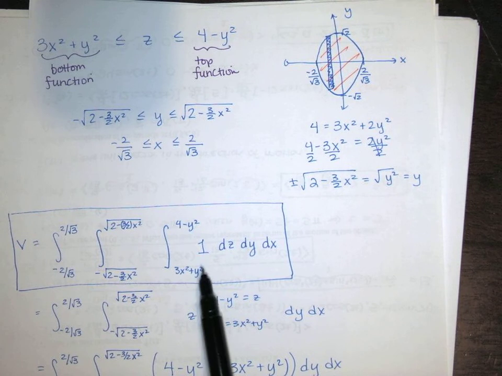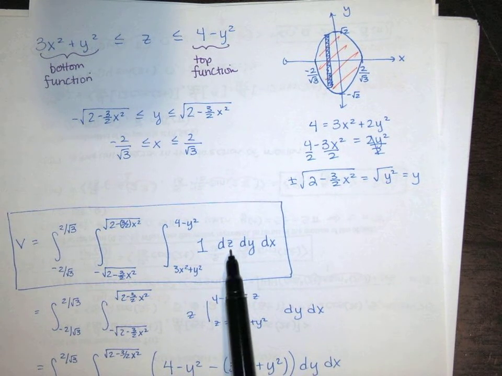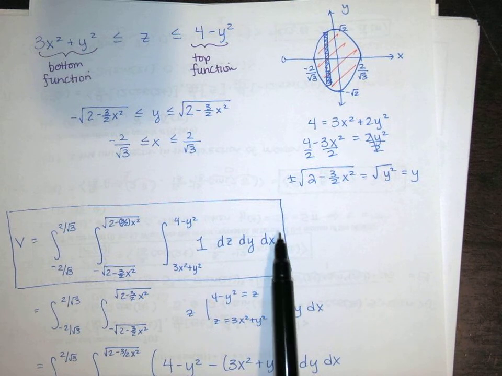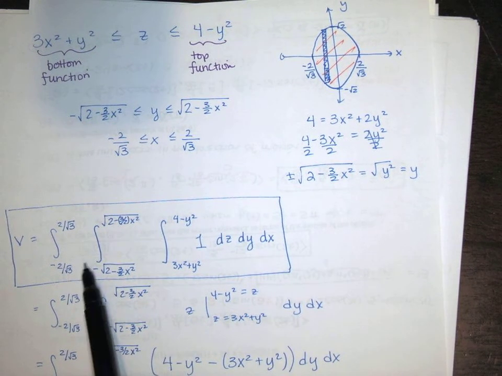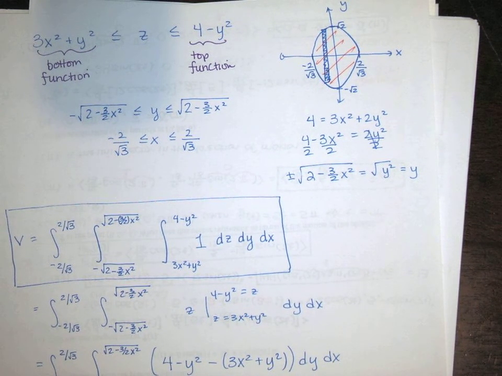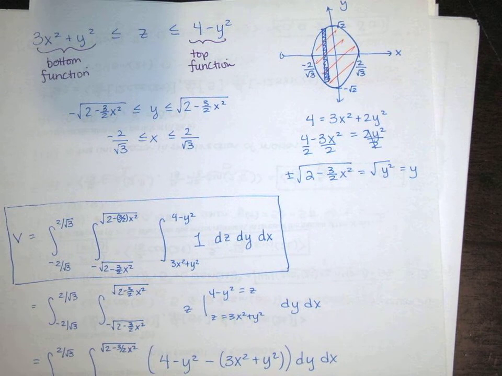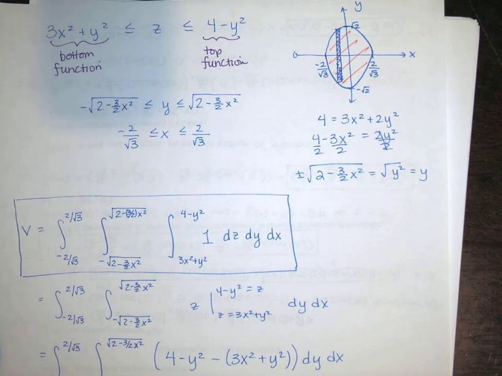The innermost bounds, the bounds for this variable, can depend on these two. The bounds for this variable can depend on this one, and the bounds for the last variable have to be constants in order for you to get a volume out. So that is our introduction to triple integrals that represent volume, and we'll do more examples in another video.